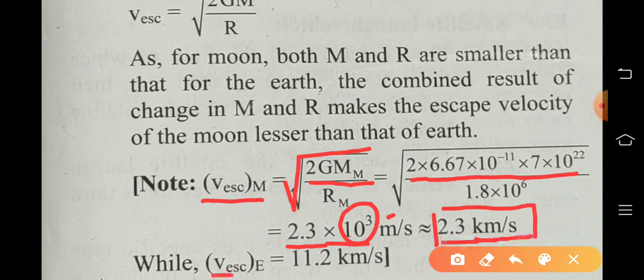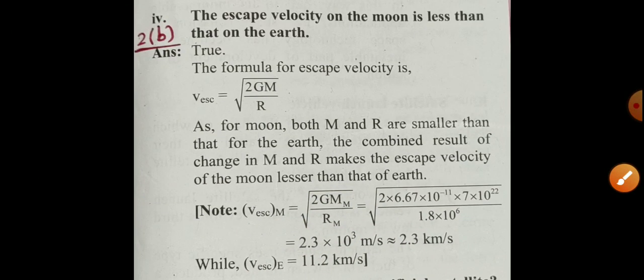And what is the escape velocity of the earth? That value we already calculated in our previous lecture. So that is 11.2 kilometer per second. So compare these two velocities. The escape velocity of the moon is very less as compared to the escape velocity of the earth. All are getting? Next.